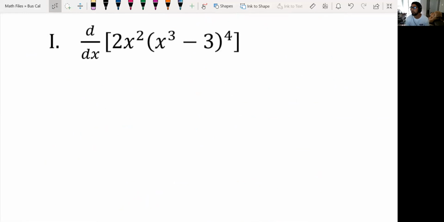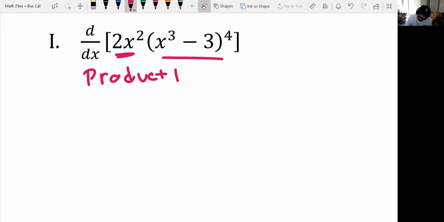Oof, all right. Now we get to this one. The derivative of 2x squared times x cubed minus 3 to the fourth. So this has two functions inside. So when you have the derivative of two functions multiplying each other, we have to use a special rule. This is going to use product rule. So we have to product rule first.